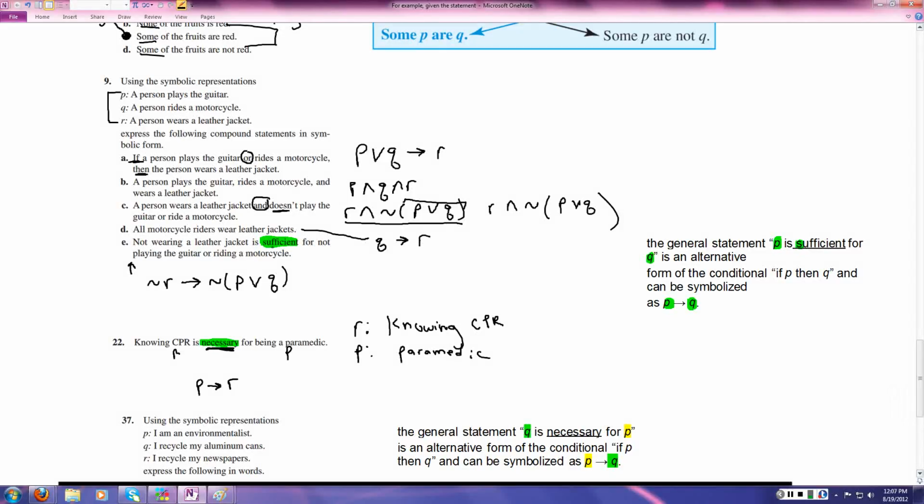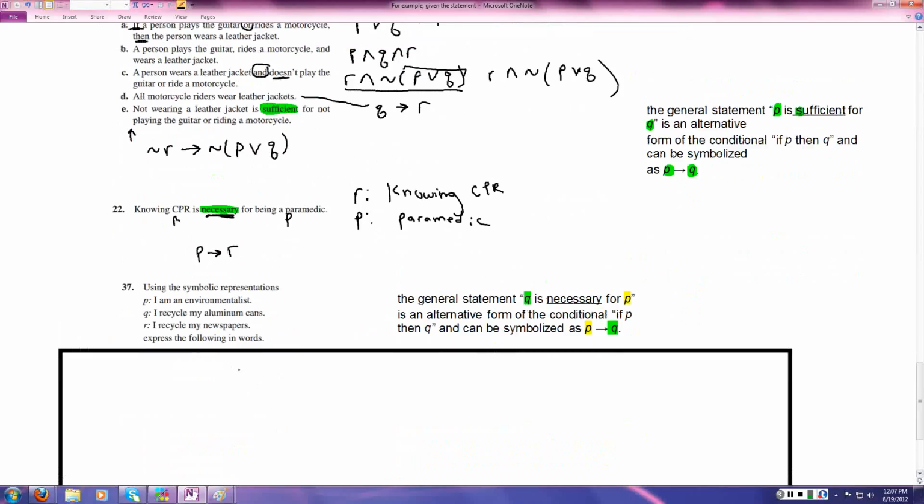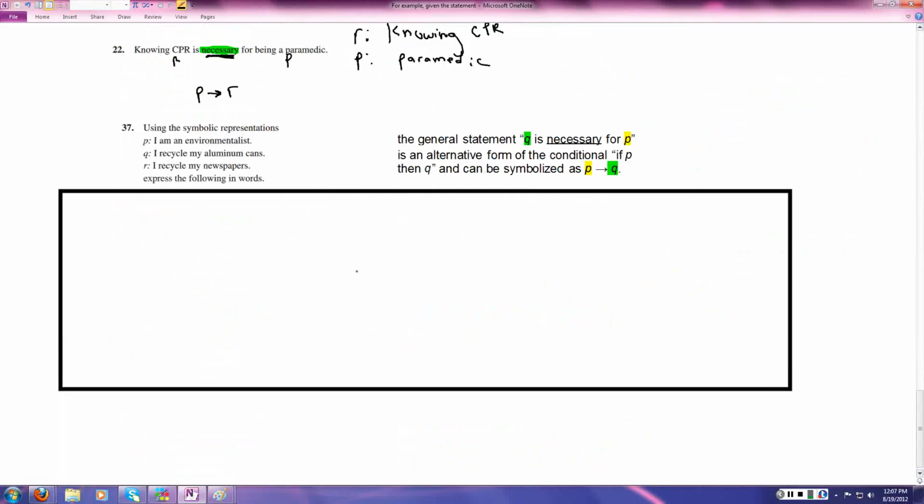So sufficient, the order is going to be the same as it's in the statement. Necessary, the order is going to be flipped. So if I have a premise implies a conclusion, I write that as a conclusion implies the premise. So R is necessary for P. When I write that symbolically, I write P implies R. So hopefully you guys got that. If not, let me know.